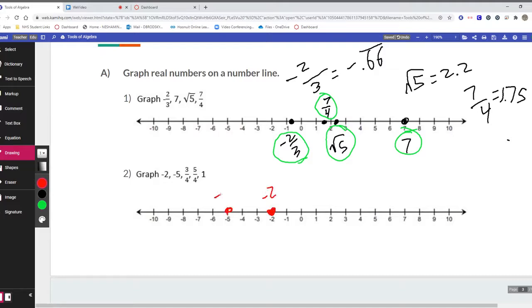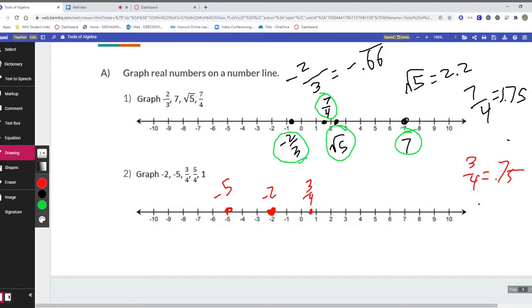-5, we're not going to convert that to a decimal. 3/4, if I wanted to, I punch out of my calculator and I get 0.75. So that's going to be between 0 and 1. Right about here would be 3/4.